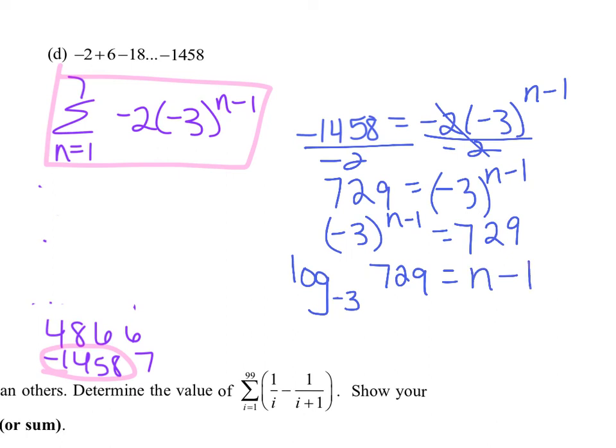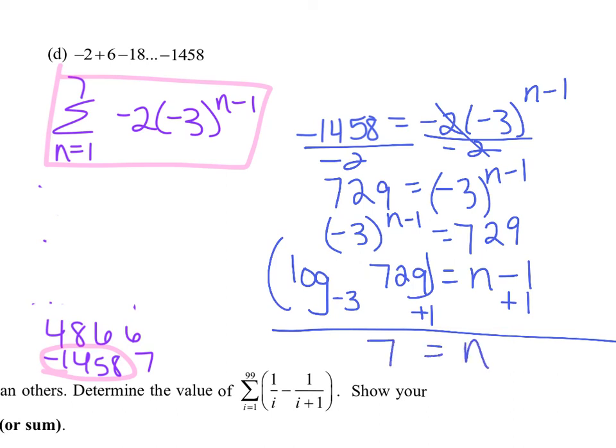Now my n is not quite alone yet, so I need to add 1 to both sides. You don't add it to the 729. It's like this is in parentheses, you tack it on the end. But if you put parentheses in it, you can put the whole thing in your calculator and you should get 7.